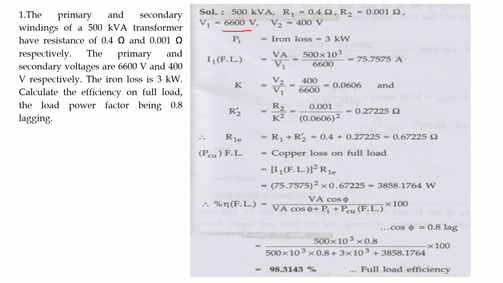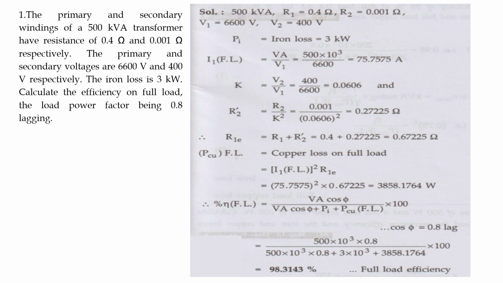To find full load efficiency, we need to find the full load parameters, starting with the full load current. We can calculate it from the given output power and the voltage, that's nothing but VA by V1. As we know, the power is equal to kVA, where P is equal to V into I. From that, if you want to calculate I, it's VA by V, which gives the I value as 75.75 ampere. Already we have calculated the K value.